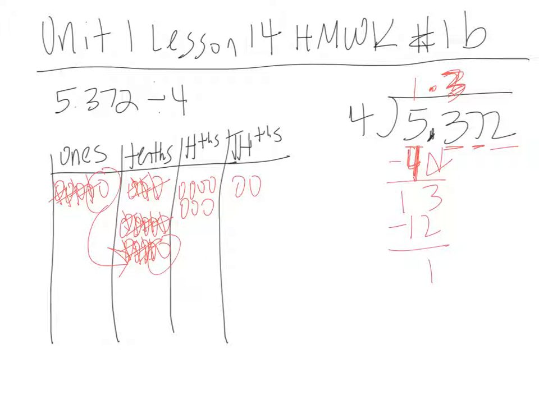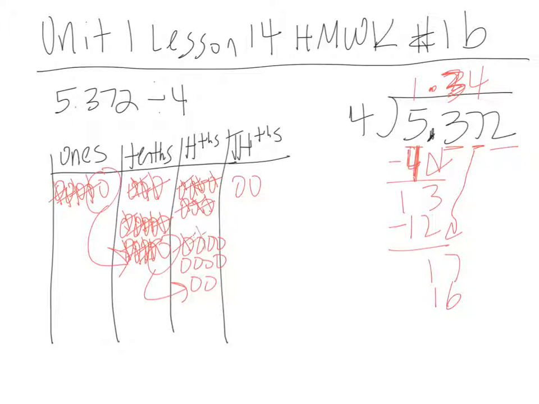So that 1 tenth becomes 10 hundredths. So now, when I bring down that 7, I have 17 hundredths. 4 goes into 17 hundredths 4 times. So 4 times 4 is 16. So that's 16 hundredths. That means I have to cross out 16 hundredths.